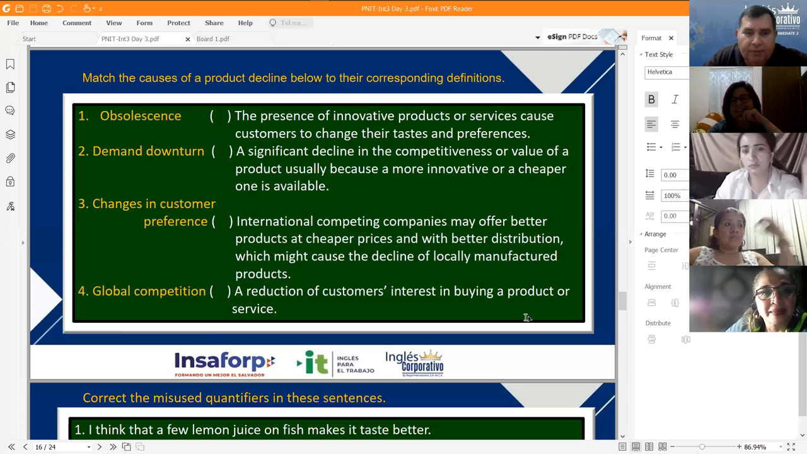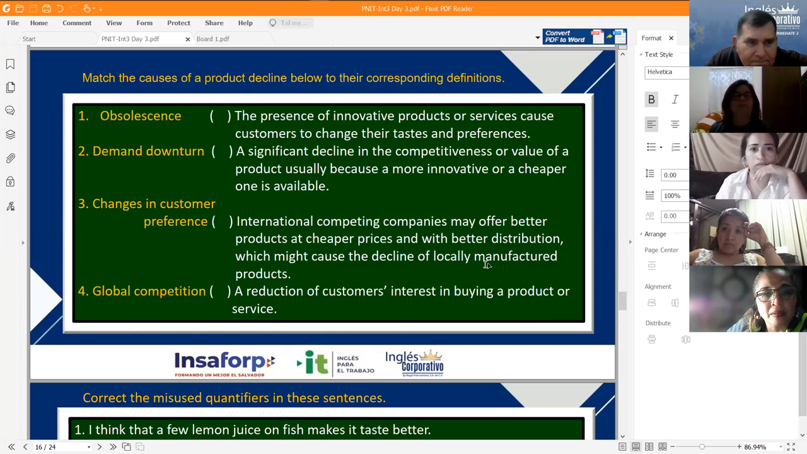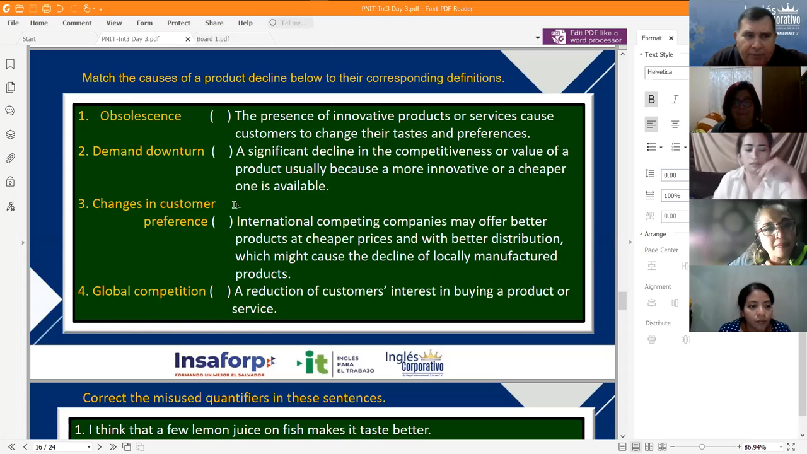Yeah, of course. It is paragraph three. International competing companies may offer better products at cheaper price and with better distribution, which might cause the decline of locally manufactured products. Okay, this is what? Obsolescence? Yes, because the products decline, in my opinion. It makes the product decline. Okay, yeah, absolutely.